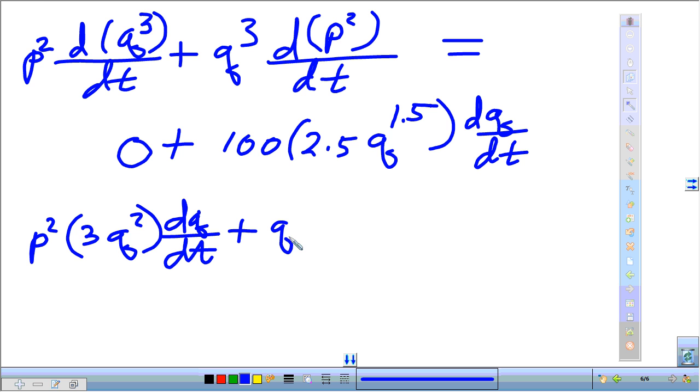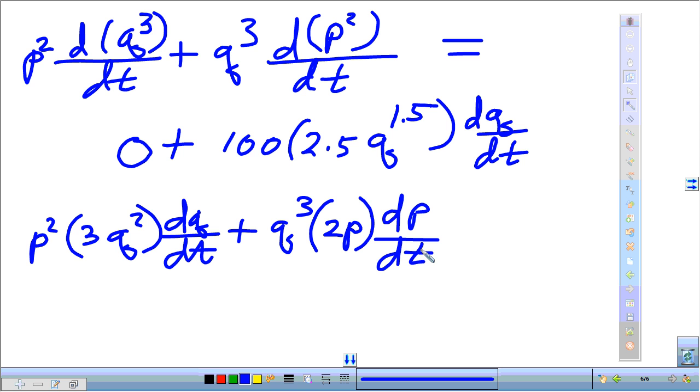And then we get Q cubed, derivative of P squared, 2P, and again all the way to t. Chain rule says we need a factor, the derivative of P. So that would be the left side, the right side. Let's see, we can write that as 250Q with an exponent 1.5 and then the derivative of Q.